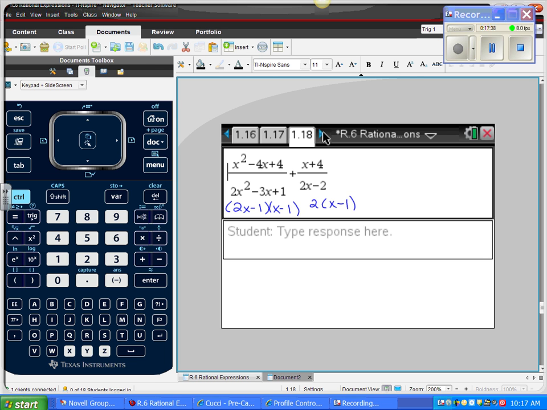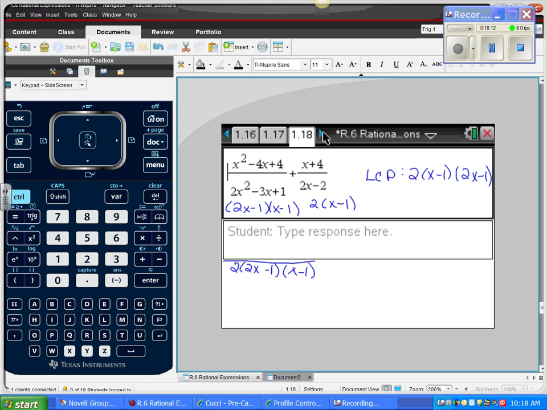So our LCD is going to be 1 of everything. We've got a 2, right? We've got an x minus 1 that's shared, and we have a 2x minus 1. So you have to have all 3 of them when you're getting your common denominator. Okay? So here's how we start. We have our 2, 2x minus 1 and x minus 1.